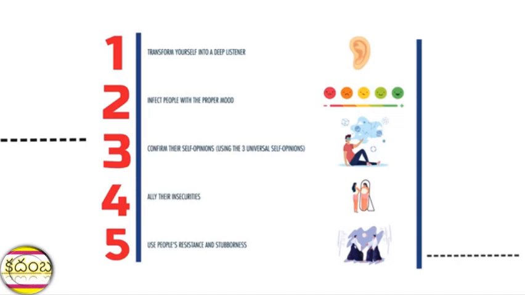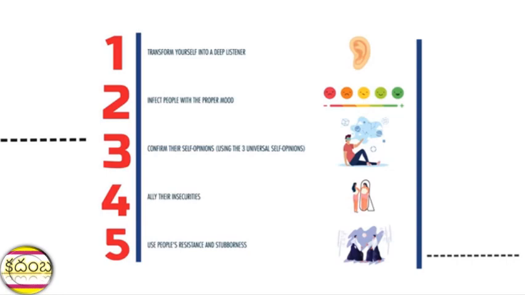2. Infect people with the proper mood. People are very vulnerable to the moods of others. If you are relaxed and warm-hearted, they will feel comfortable, sense this, and mirror your good mood. Gentle taps on the arms can build rapport, but avoid too much eye contact because this can be taken as a sexual connotation.